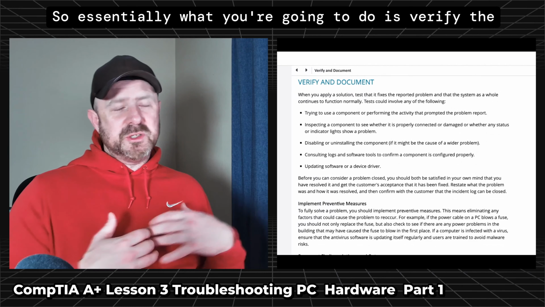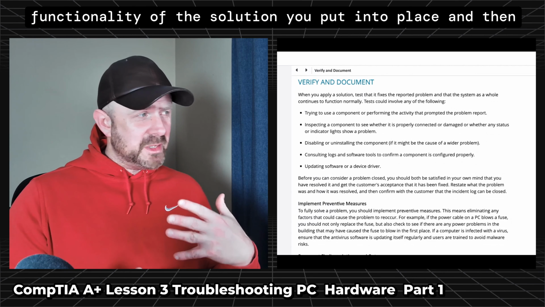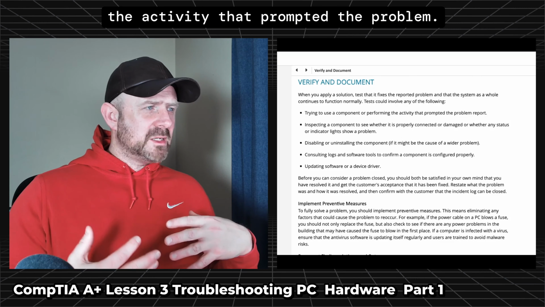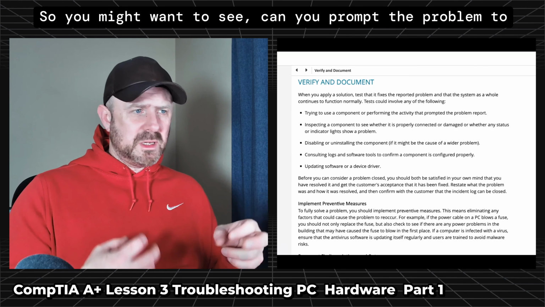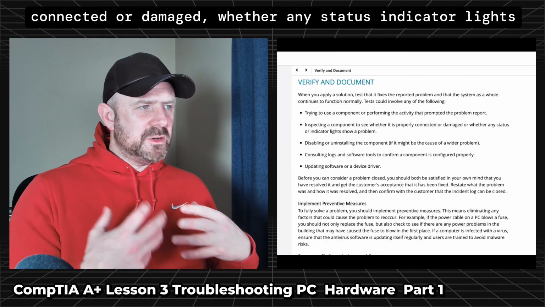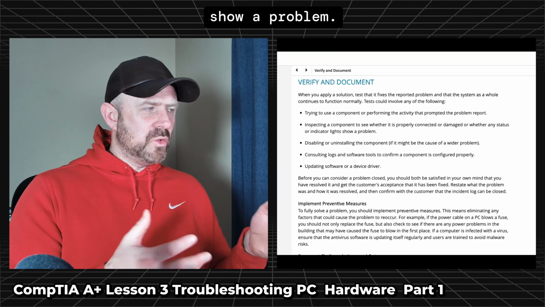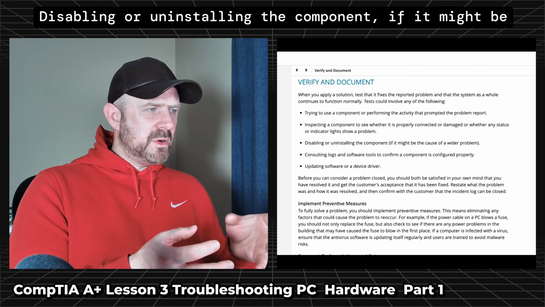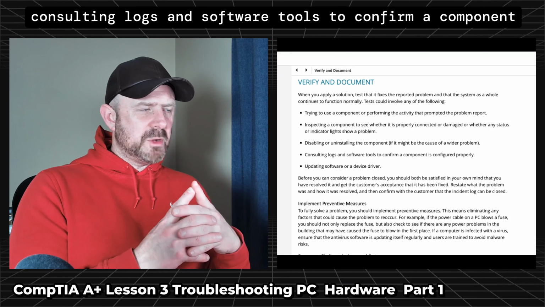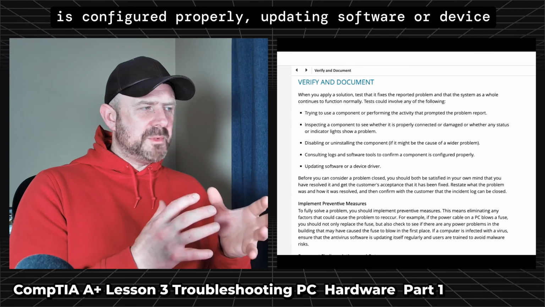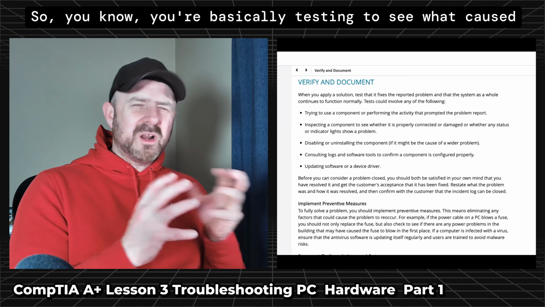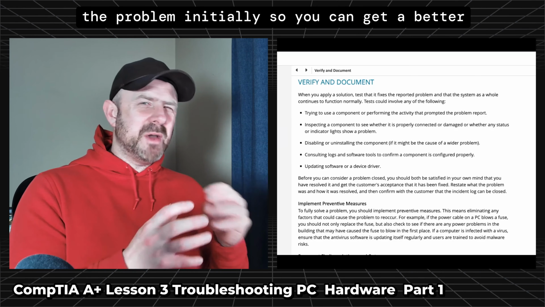So essentially what you're going to do is verify the functionality of the solution you put into place, and then you're going to document. Now you're going to try to use the component or perform the activity that prompted the problem. So you might want to see, can you prompt the problem to happen again? You're going to want to inspect to see whether it is properly connected or damaged, whether any status indicator lights show a problem. Disabling or uninstalling the component if it might be the cause of the wider problem. Consulting logs and software tools to confirm a component is configured properly. Updating software or device driver. So, you're basically testing to see what caused the problem initially so you can get a better understanding of that problem.